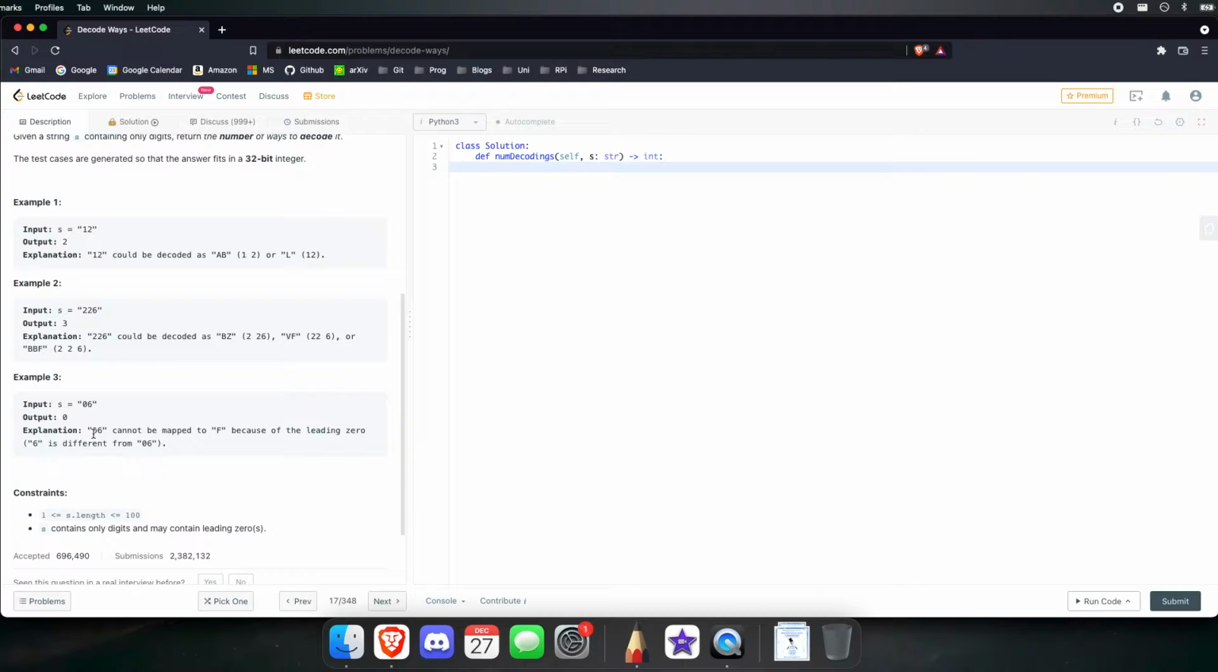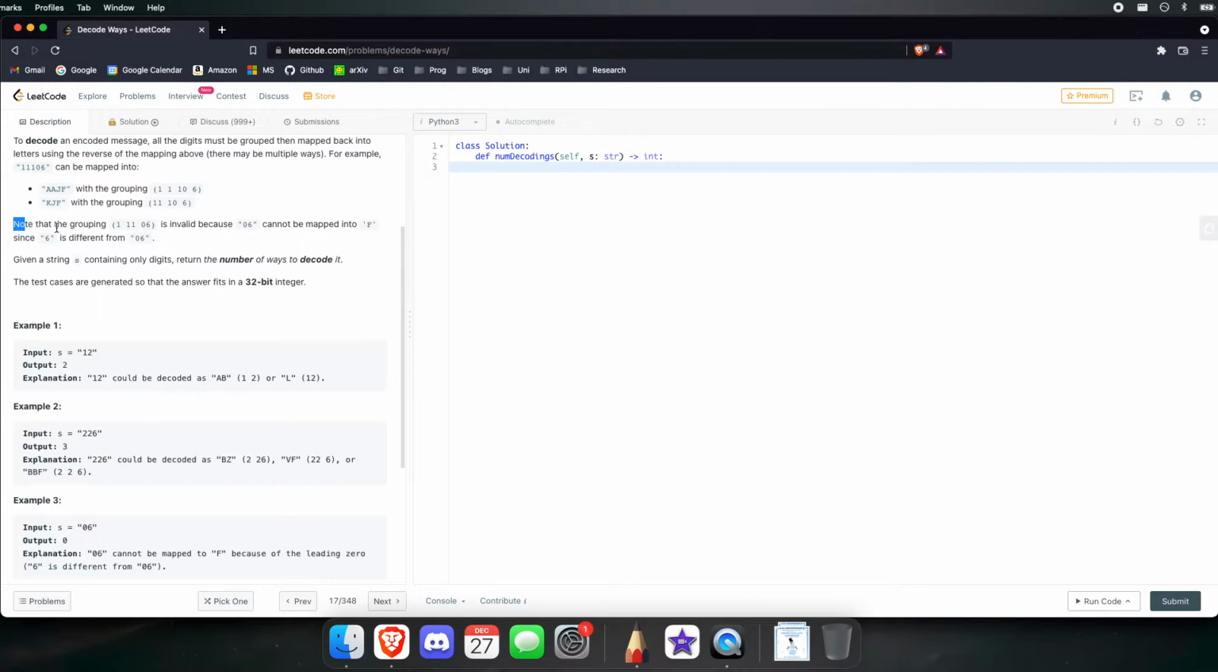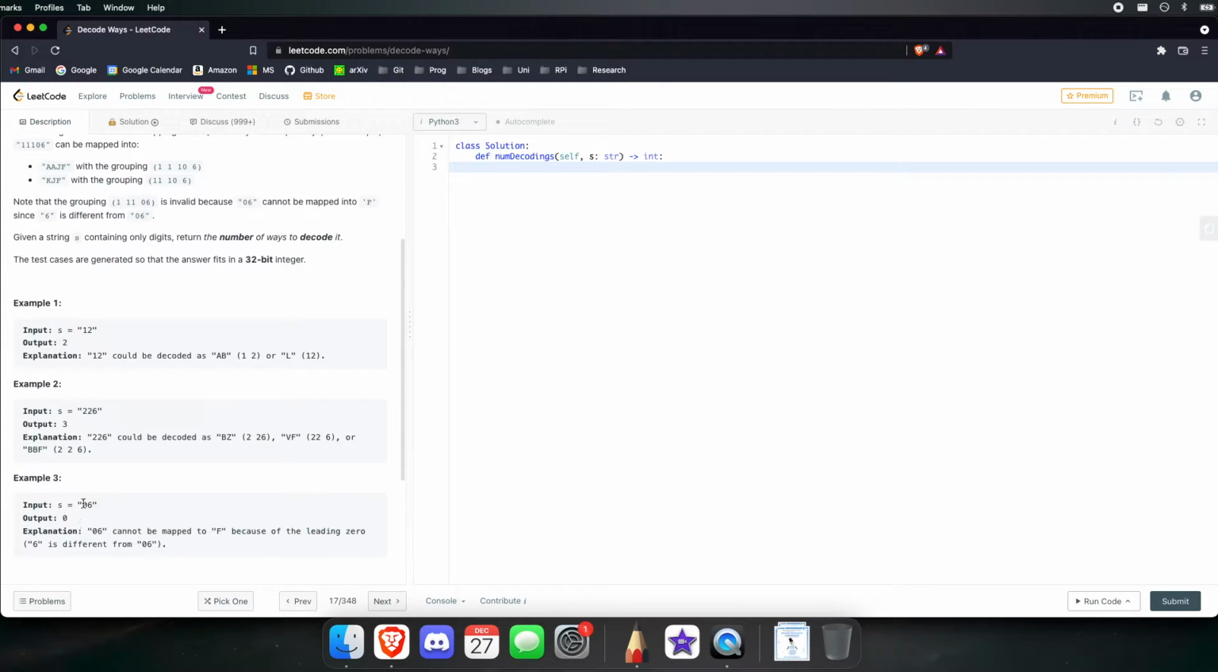Then example 3 just follows this note right here that we need to keep in mind, that if it's followed by 6, it cannot be mapped to a single number. It cannot be mapped to F. Therefore, the answer to this is just 0.